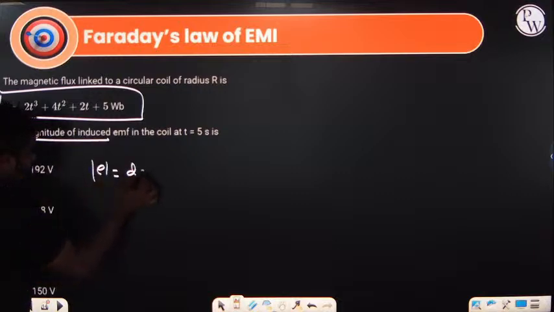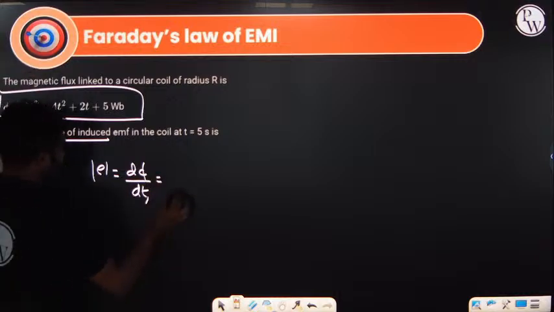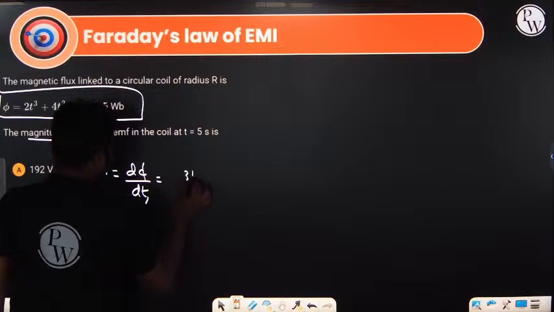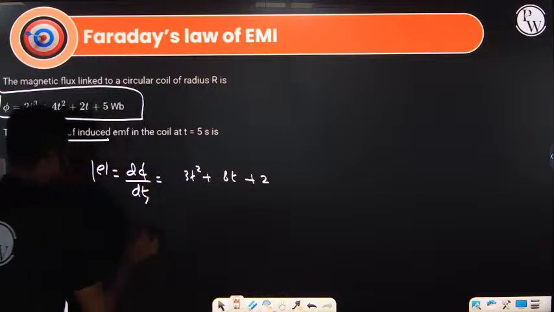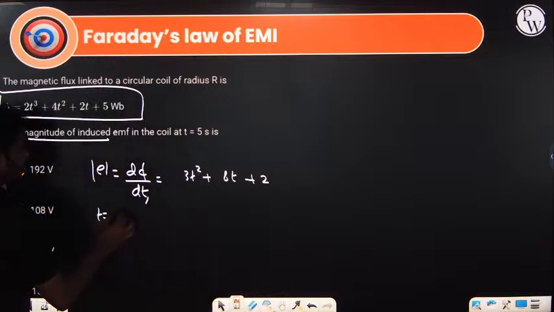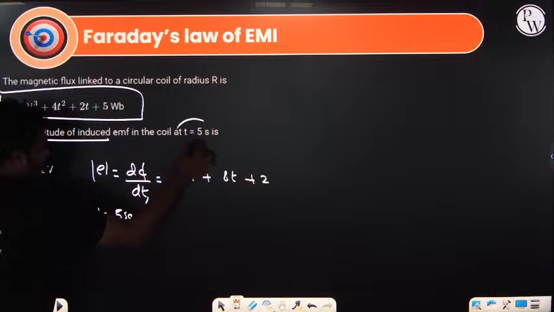We have d phi by dt, so just differentiate the given term. Differentiating gives 3t square plus 8t plus 2. At which particular time are they asking? t is equal to 5 seconds.